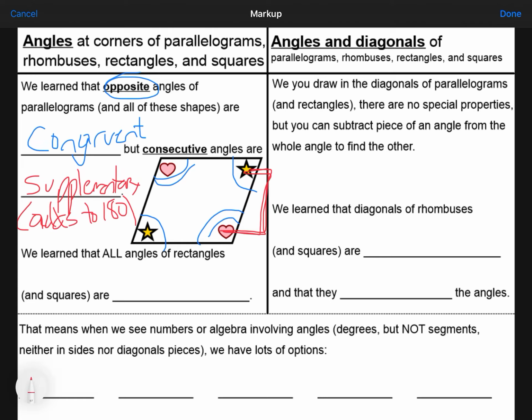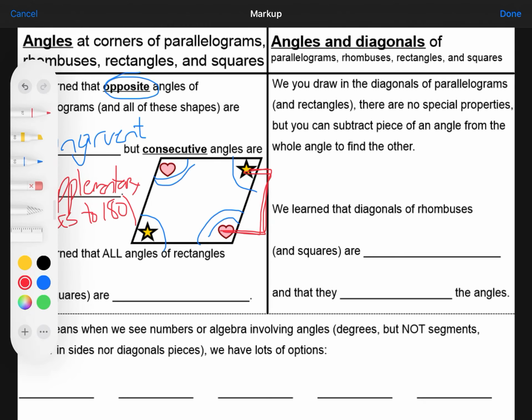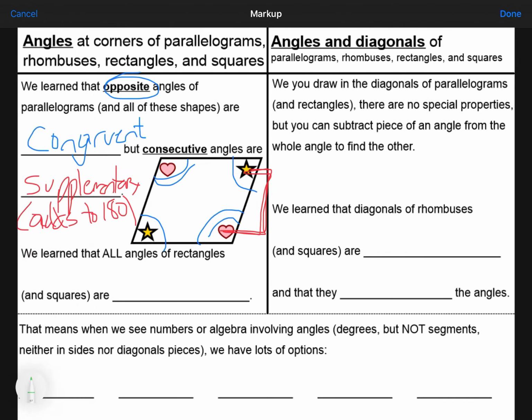Unlike yesterday's lesson, which pretty much everything was just equal when it came to segments, it's which things were equal and what things are different in some way, angles have multiple options. One of the options is congruent, like the star and the star, like the heart and the heart. The other option is that they are supplementary and add to 180. We have a third option here, because in all rectangles and squares, all angles are right angles. In other words, all angles equal 90 degrees. Okay, so we have three options, right? Well, even sort of more here then.